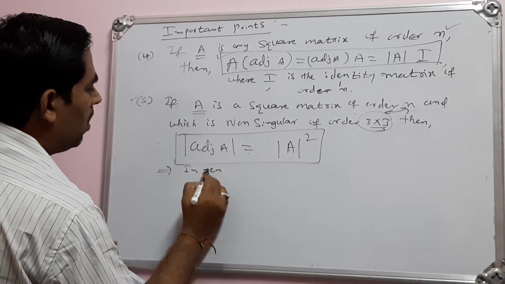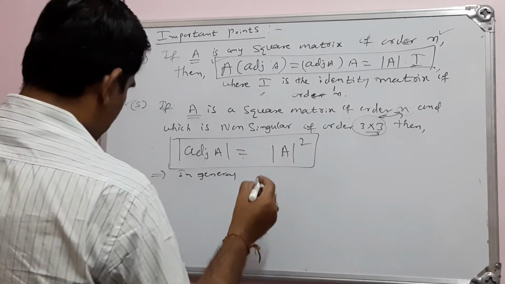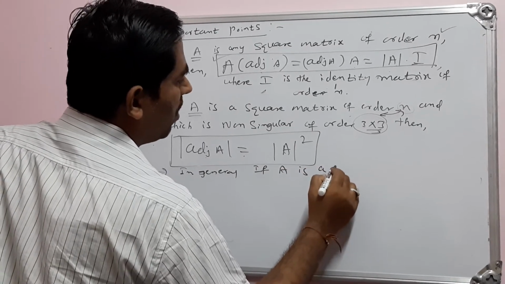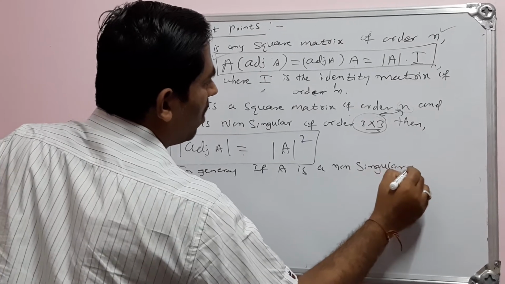In general, what is the meaning of this property here? So in general, if A is non-singular, see, it should be non-singular.